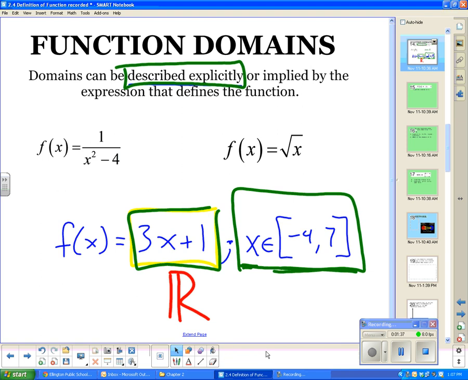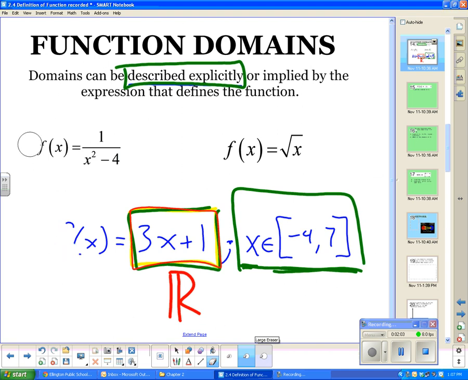And that's normally used when the domain that we want is more restrictive than what would naturally occur had we just left the function alone by itself. For example, in this particular case, the linear function 3x plus 1 would normally be defined for all real numbers, but we want to restrict it down and only take part of that. So that's what described explicitly means in that particular case.